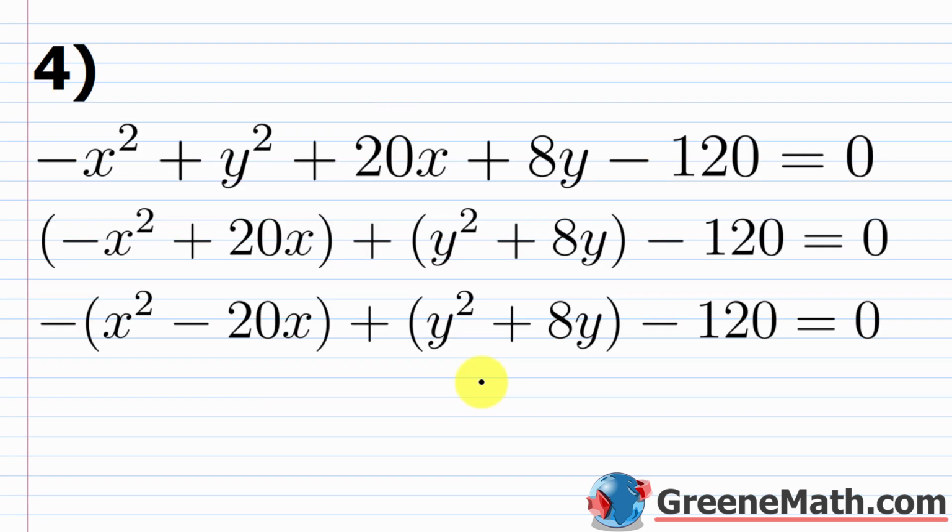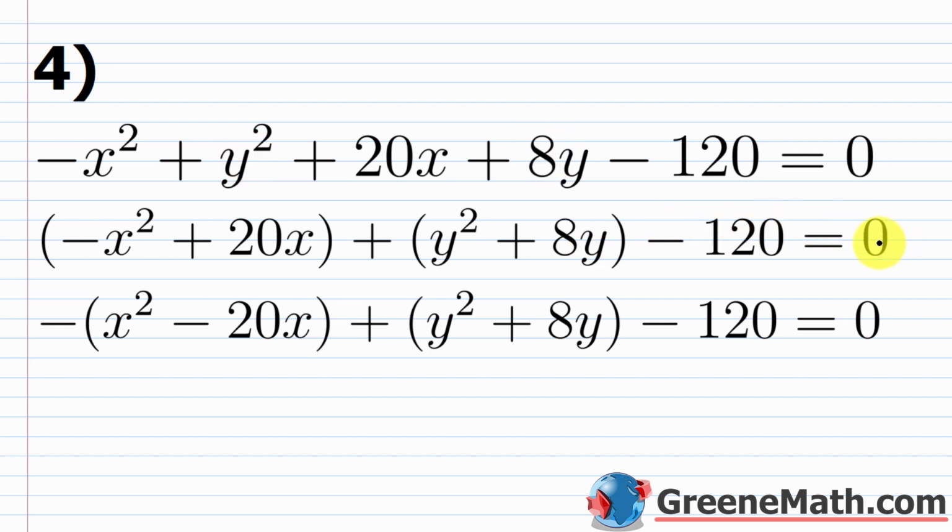All right, for problem 4, we are given negative x squared plus y squared plus 20x plus 8y minus 120 is equal to 0. Again, we're going to complete the square twice. So I'm going to group my x terms together and my y terms together. So I get negative x squared plus 20x, coming from this guy and this guy, plus y squared plus 8y, coming from this guy and this guy, minus 120 is equal to 0.